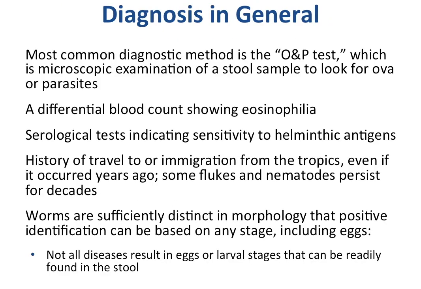For diagnosis, the most common is the O&P test. It is a microscopic examination of the stool to look for ova or parasites. We can also take blood to count eosinophils. We can also do the ELISA test to test for helminth antigen.